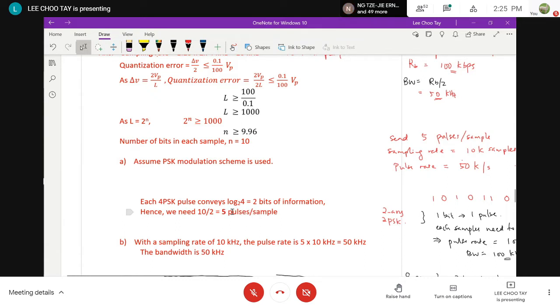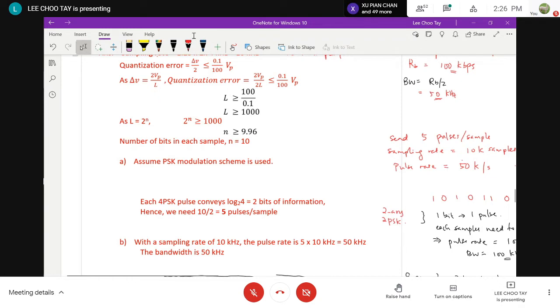So now our sampling rate is 10 kilohertz, so our pulse rate needs to be 5 times that, because we need 5 pulses to carry each sample. So our pulse rate needs to be 5 times 10, which is 50 kilohertz. Therefore, our bandwidth now is 50 kilohertz.